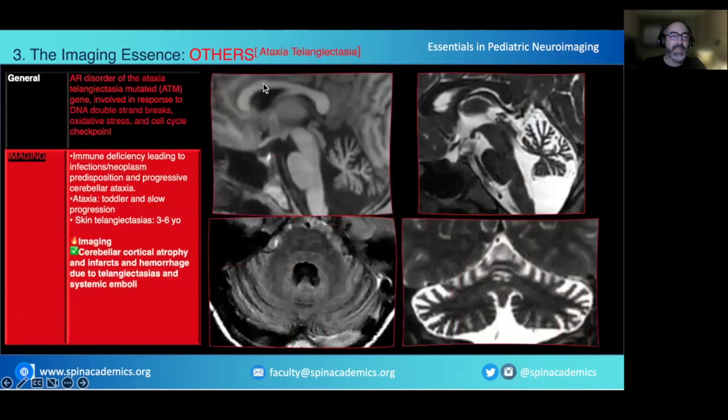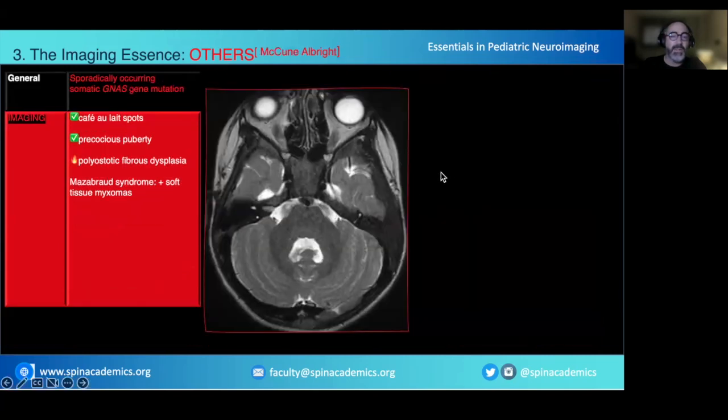Ataxia telangiectasia, an autosomal recessive disorder, whose main characteristic is cerebellar atrophy. So keep in mind this entity when you see a cerebral atrophy that is very, very extensive.